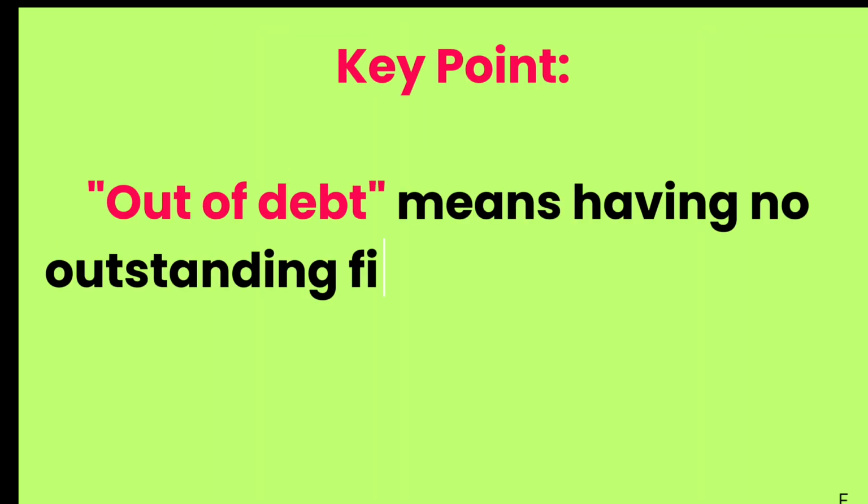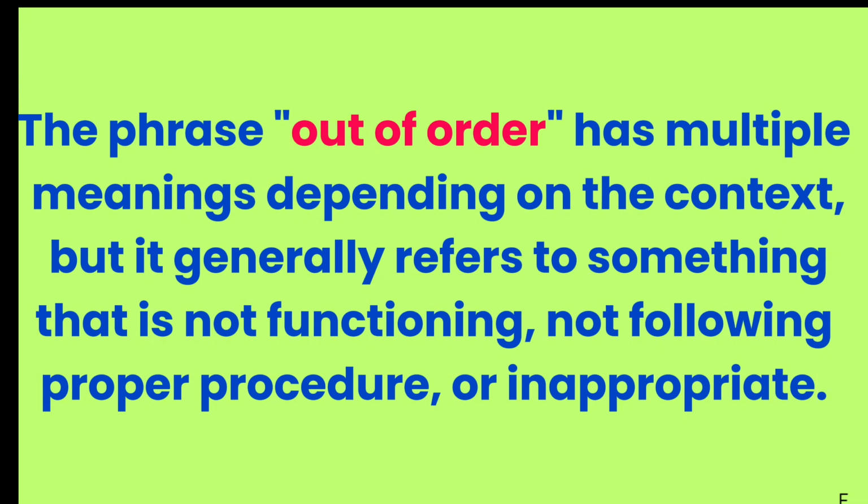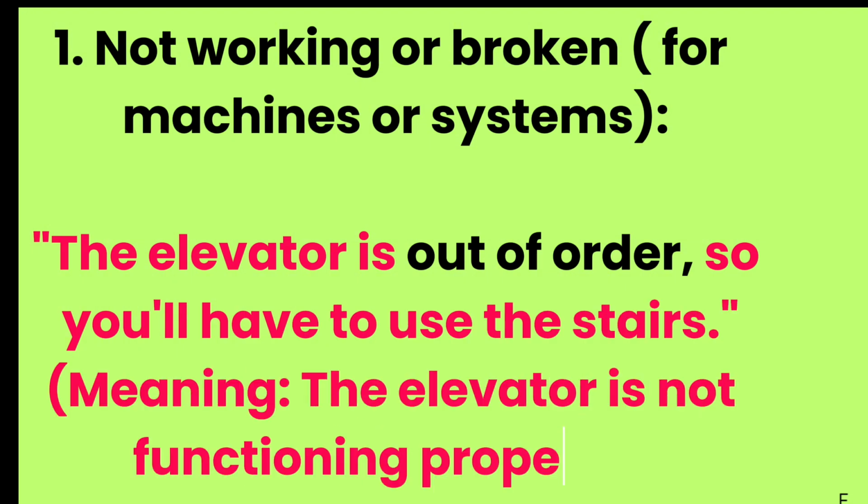Key point. Out of debt means having no outstanding financial obligations, symbolizing a state of financial independence or stability. Out of order. The phrase out of order has multiple meanings depending on the context, but it generally refers to something that is not functioning, not following proper procedure, or inappropriate. Meanings and examples. 1. Not working or broken, for machines or systems.